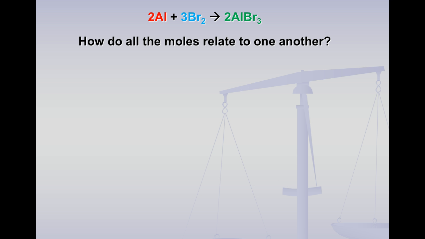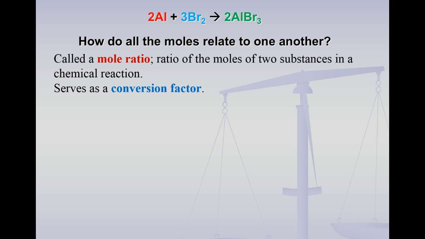Okay, so how do all the moles relate to one another? We call that the mole ratio, which is the ratio of moles of 2 substances in a chemical reaction. And that's the key thing. At any time, you will only be working with 2 moles. And the mole ratio serves as a conversion factor. Now, when we say a ratio, we set the ratio up as fractions.